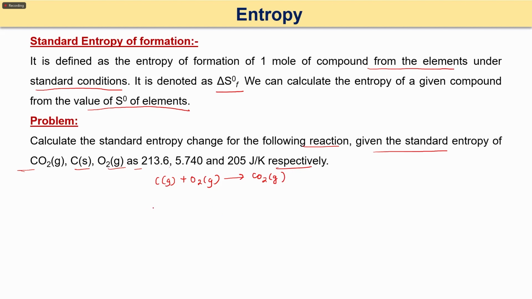So the standard entropy change, which is denoted by delta S naught R, will be equal to the summation of S naught, that is standard entropy of products, minus summation of standard entropy of reactants, which will be equal to, on the product side we have carbon dioxide, that means standard entropy of carbon dioxide, minus on the reactant side we have carbon in solid state, that means we will have to add the standard entropy of carbon, and we have oxygen also, so we will add the standard entropy of the oxygen.